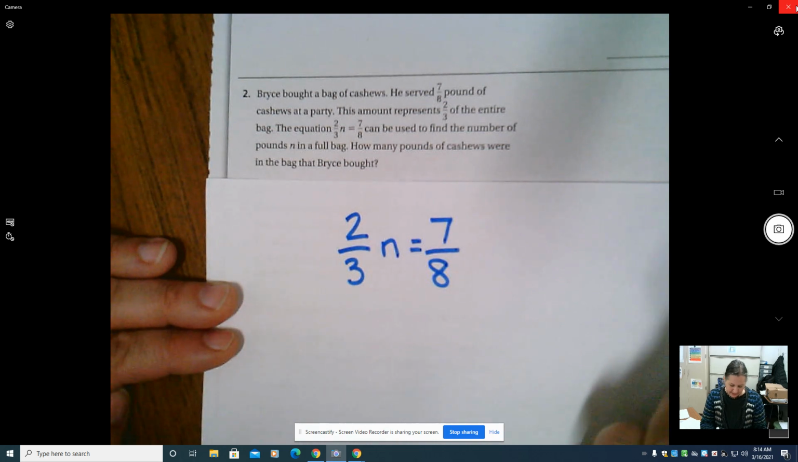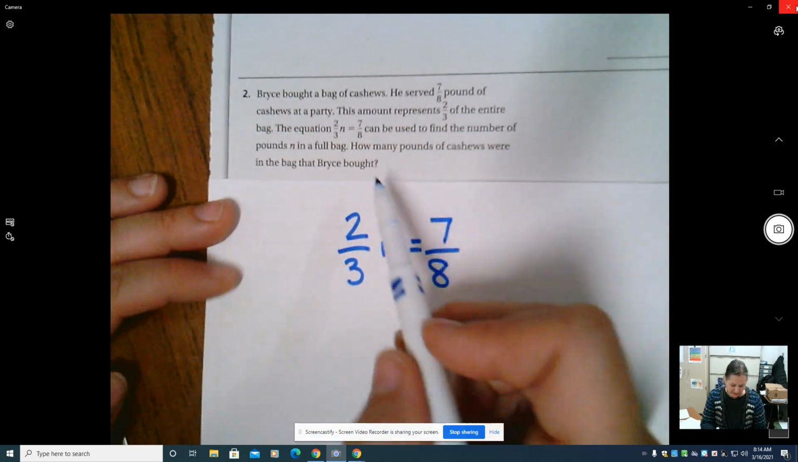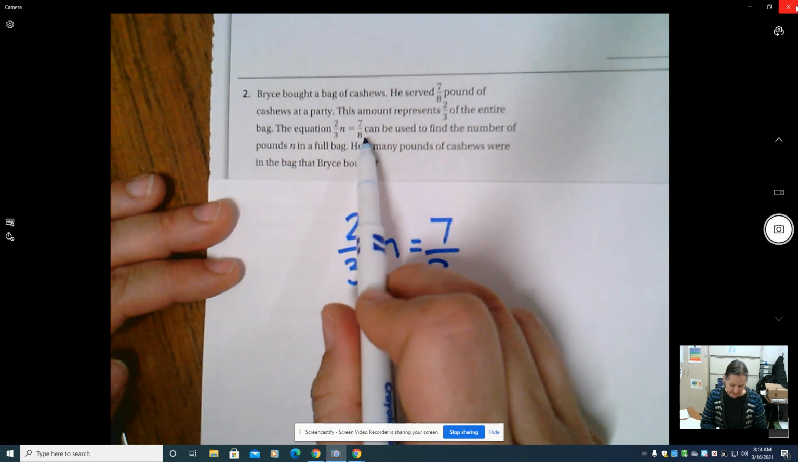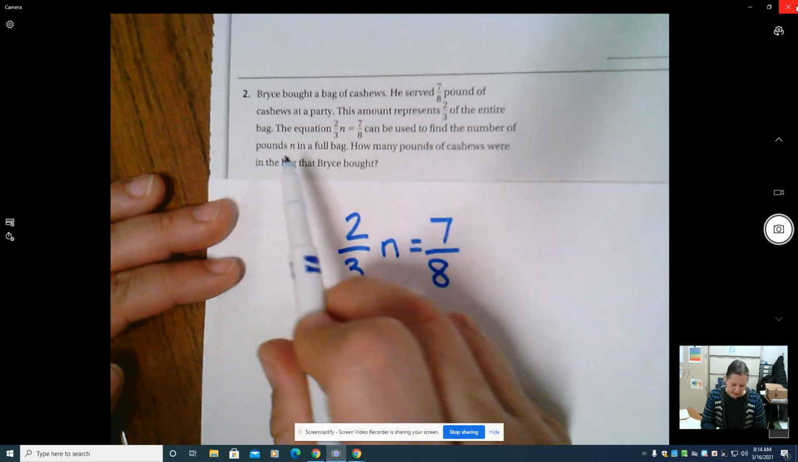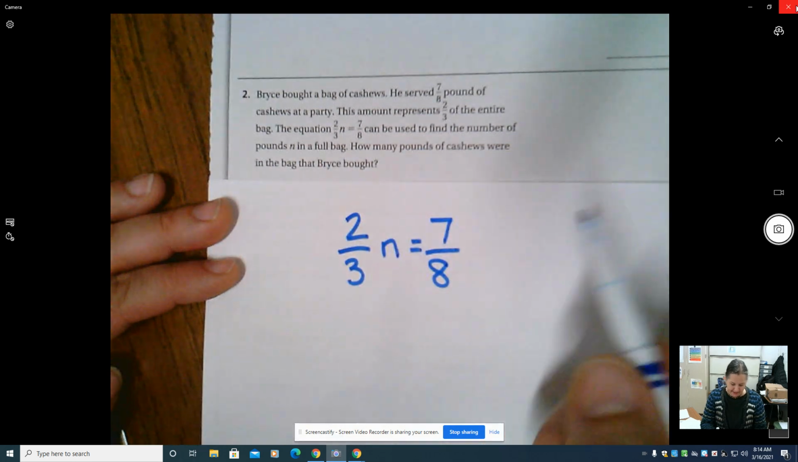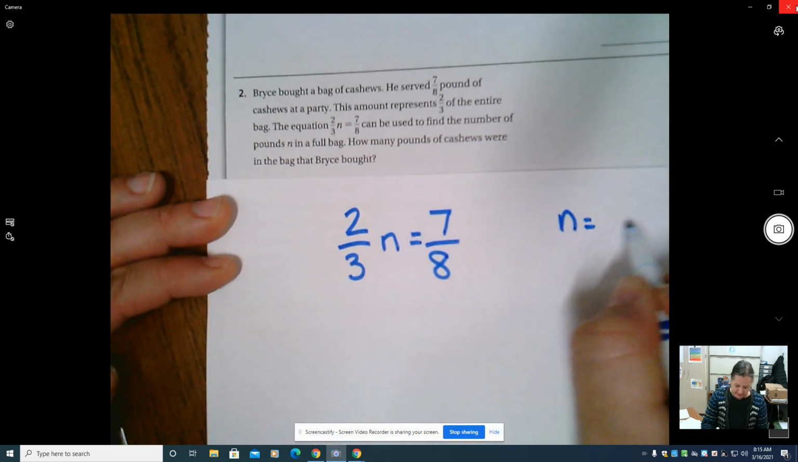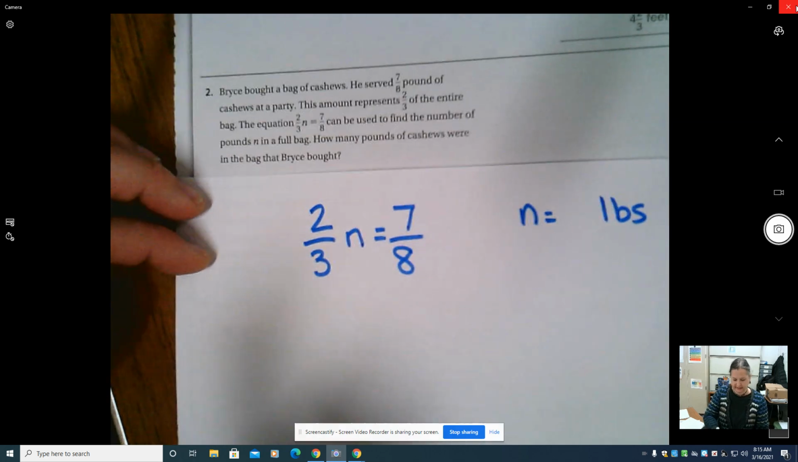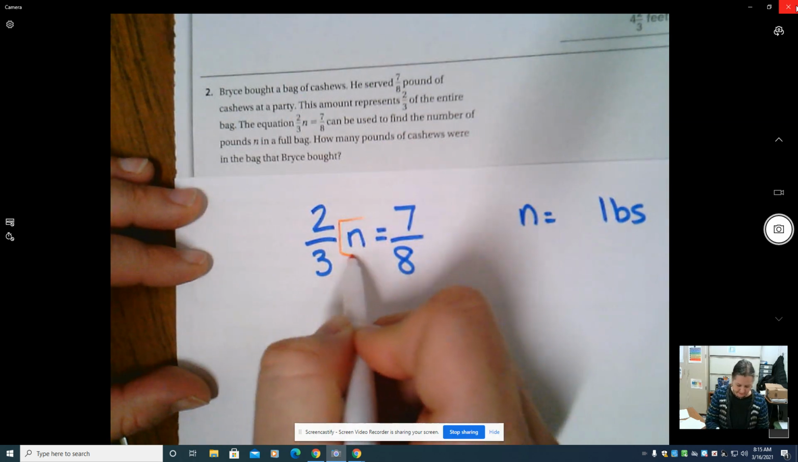And then we look for the question to make sure we know what we're solving for. So it can be used to find the number of pounds, n, in a bag. So n is going to be equal to the number of pounds. Okay, and then we're going to isolate our variable n, get it by itself.